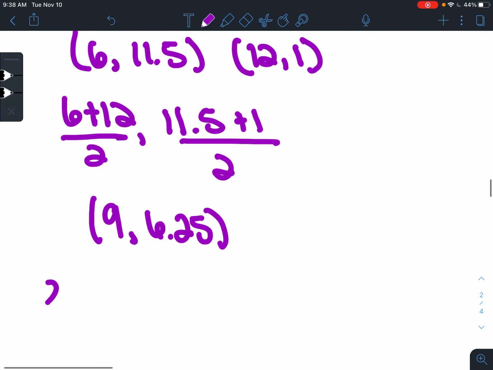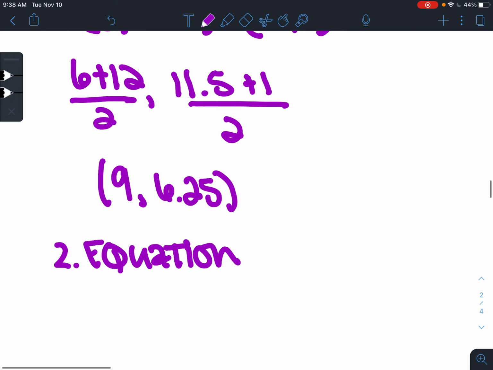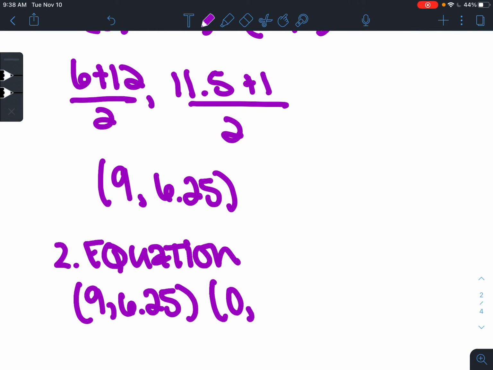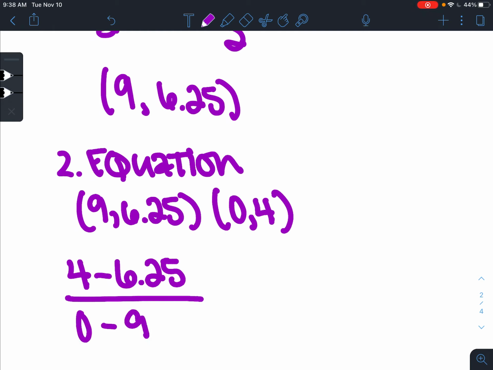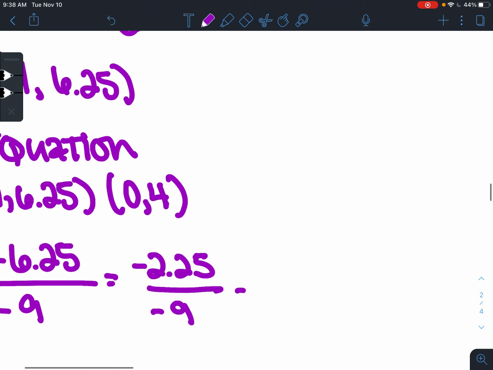So we're going to now find the equation, using that midpoint of (9, 6.25) and then (0, 4). So plugging it in, we need to find our slope. So we're going to do 4 minus 6.25 all over 0 minus 9. And if we subtract 4 minus 6.25, we get negative 2.25 all over negative 9, which gives us, if we simplify that, a slope of 1/4.